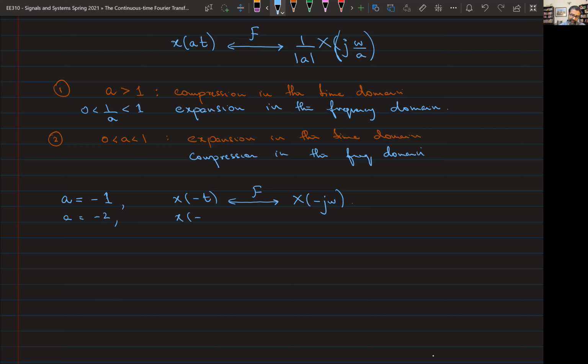And a equals minus two, let's say, as an example. So the Fourier transform would be one upon two X of minus j omega by two. And you see what's going on. In the time domain there is compression and time reversal, and in the frequency domain there is expansion and frequency reversal, a flipping. So it's straightforward to conclude all of this from what we've done.